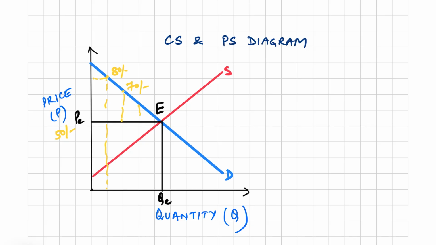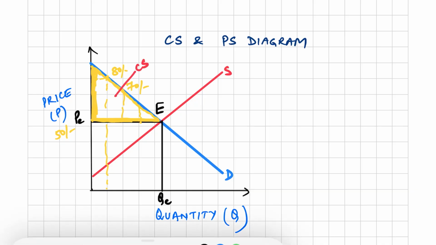So this is the rationale behind consumer surplus. If we take this whole triangle, it is basically showing us the consumer surplus, because all the buyers on this part of the demand curve are willing to pay a higher price than the actual price, which is 50 rupees in our example. So this whole thing is the consumer surplus.